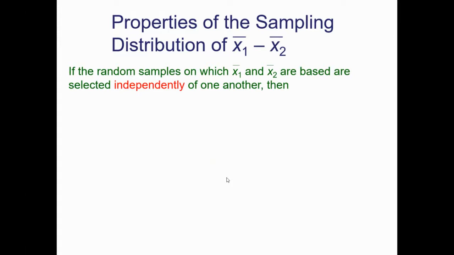Okay, so let's look at some properties. If the random samples on which X bar 1 and X bar 2 are based are selected independently of one another, I'm going to circle the word independent. That's important. Got to be independent. Then the mean of their differences is simply the difference of the means. The mean of the difference is the difference of the means.